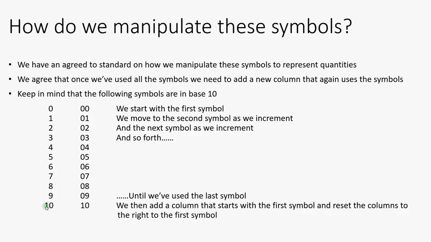We start a new column and we start with the next symbol and we go back to the original symbol. Drawn another way, we could also, with these symbols, represent no quantity with 0, with this set of symbols. And then if we had a quantity of 1 and 2 and 3 and so forth, and when we got to where we'd used all the symbols, we increment the next column and we go back to a 0.